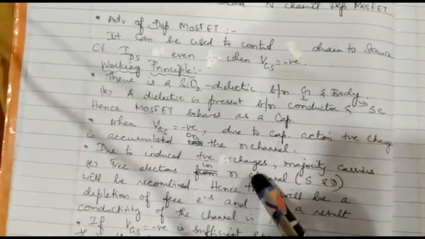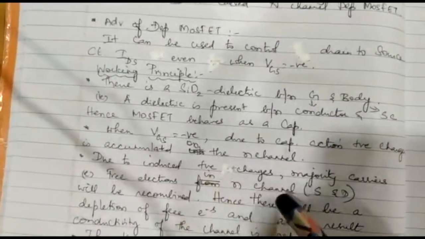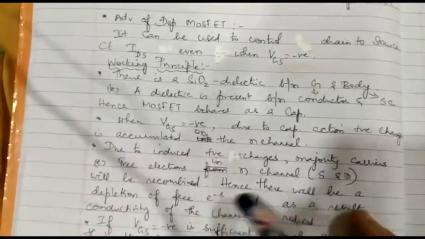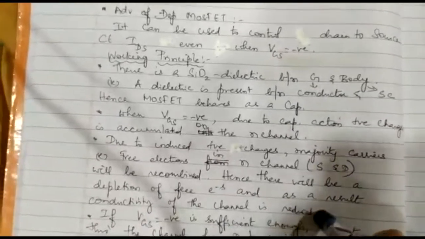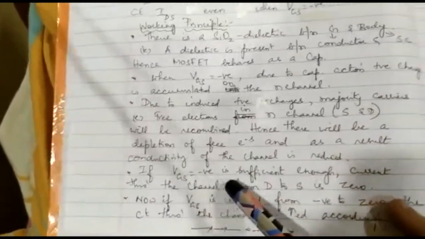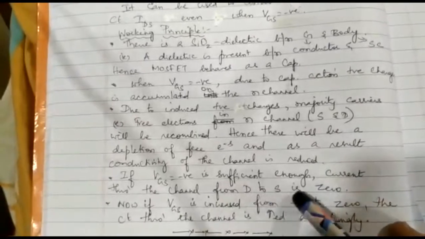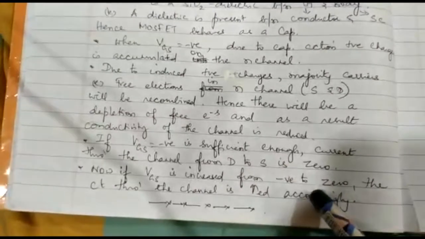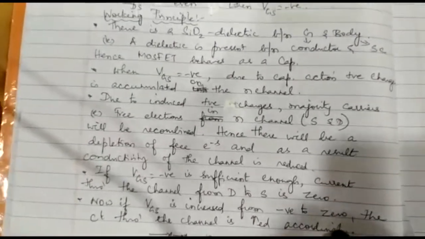Due to induced positive charges, majority carriers, that is the free electrons in the N channel between the source and the drain, will be recombined. Hence there will be a depletion of free electrons, and as a result the conductivity of the channel is reduced. If negative VGS is sufficient enough, then the current through this channel from drain to source is 0. Now if VGS is increased from negative to 0, the current through the channel is increased accordingly.